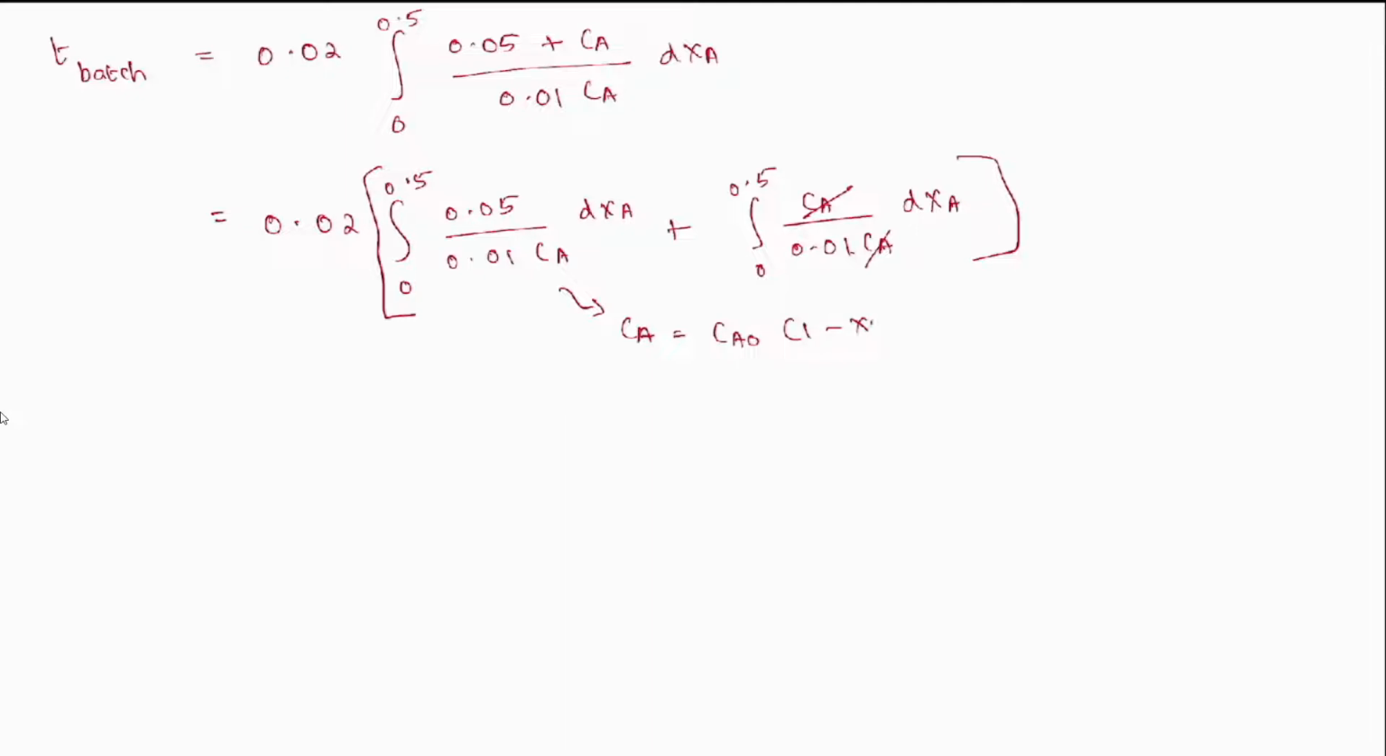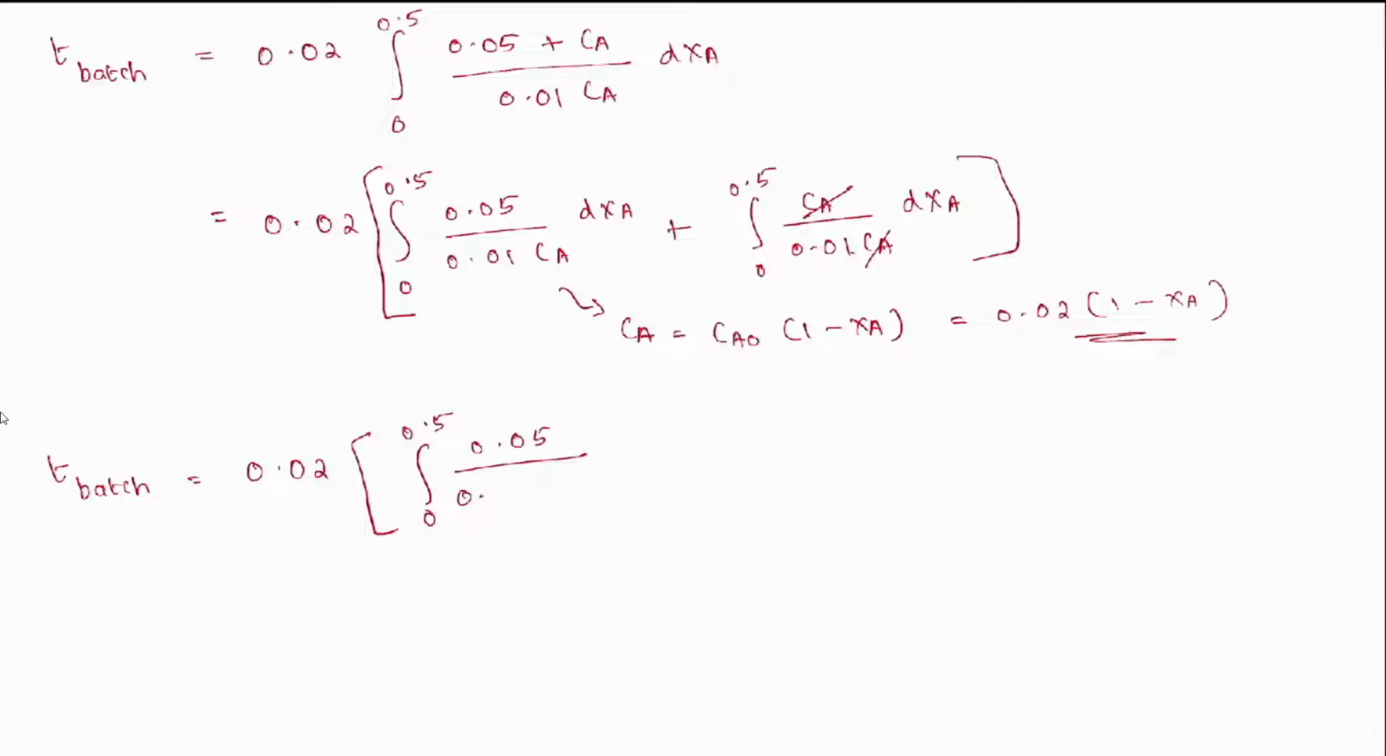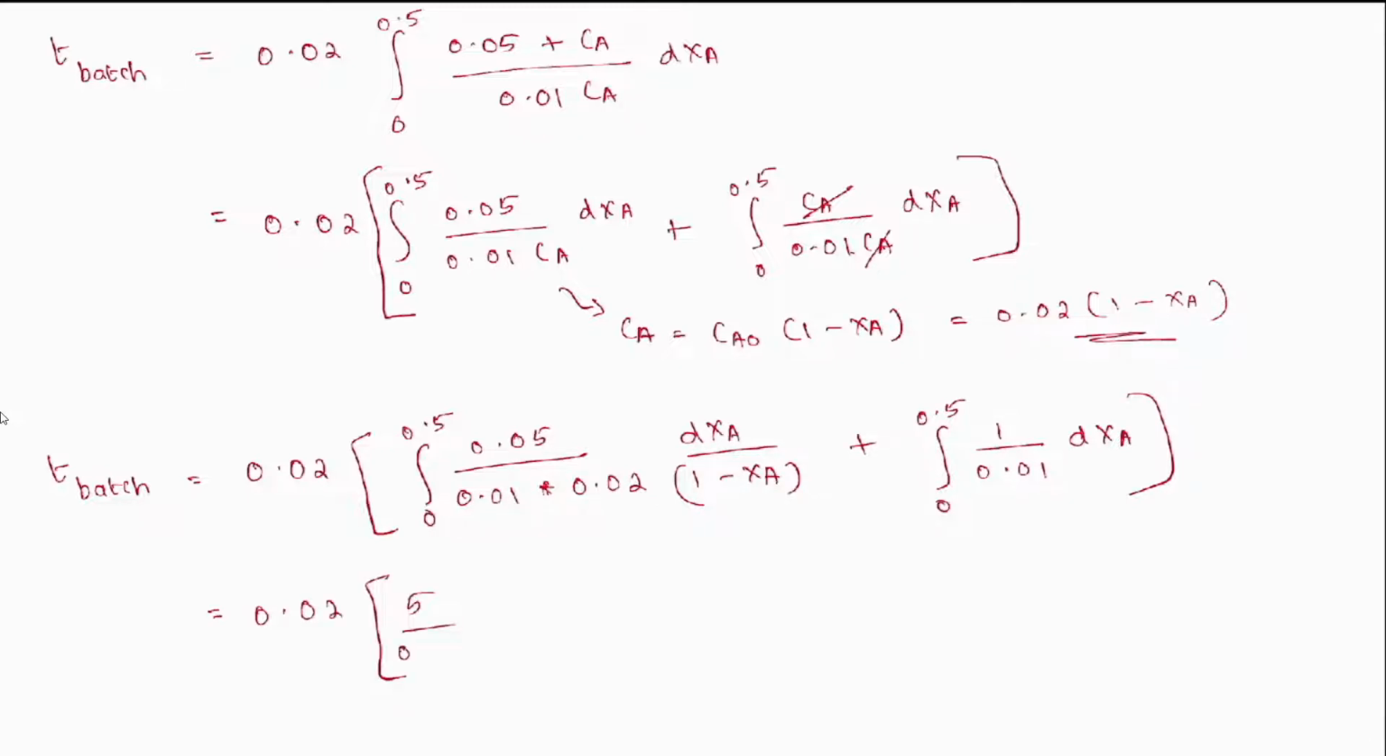Yeah. So Ca is equal to Ca0 into 1 minus Xa. Substitute that and just solve for the integration. So we'll get the terms in the integral as this. And it's a straightforward integration. So we can take out the constants.